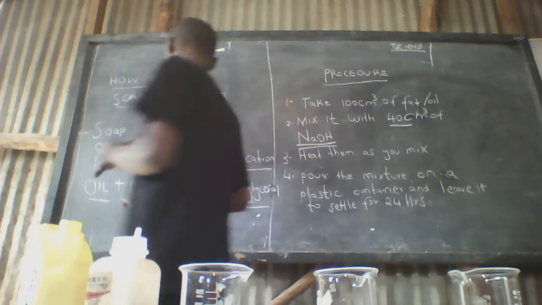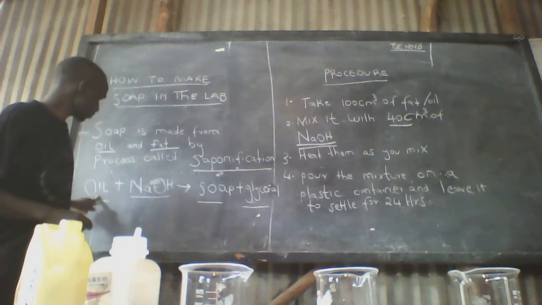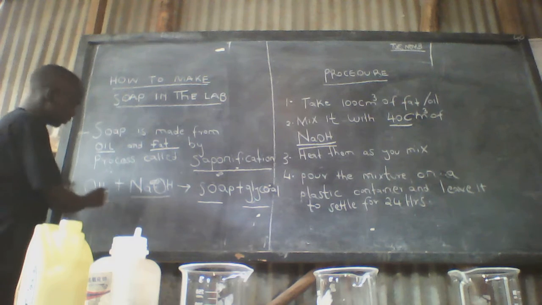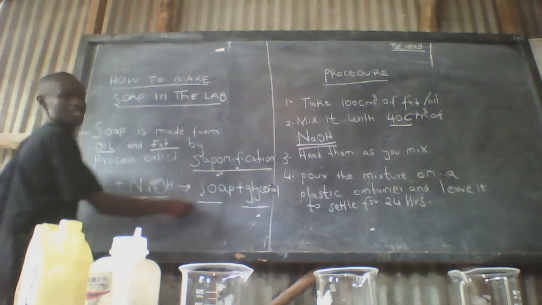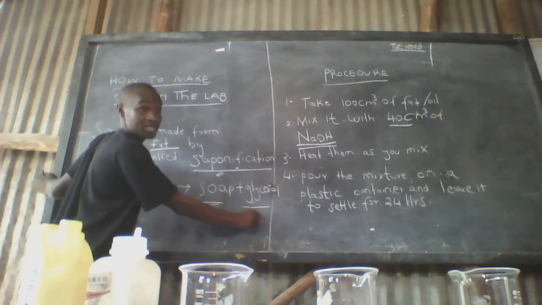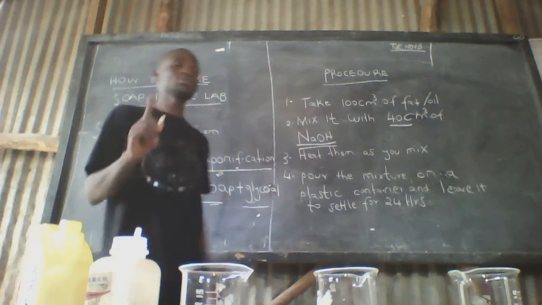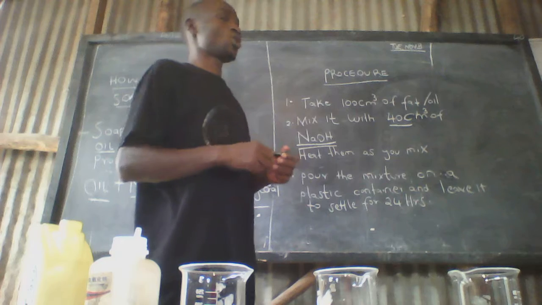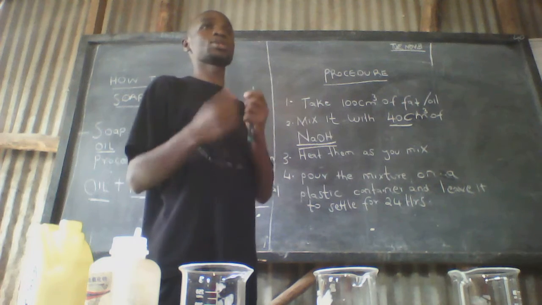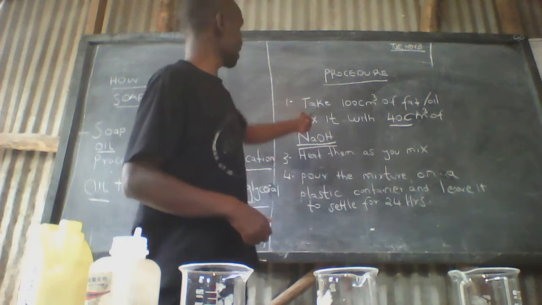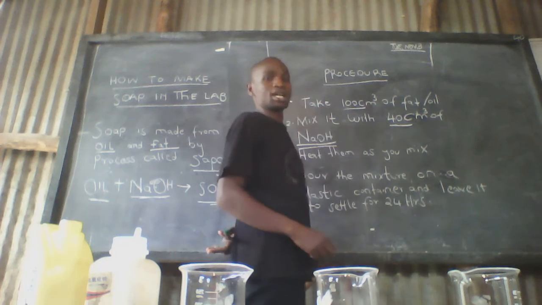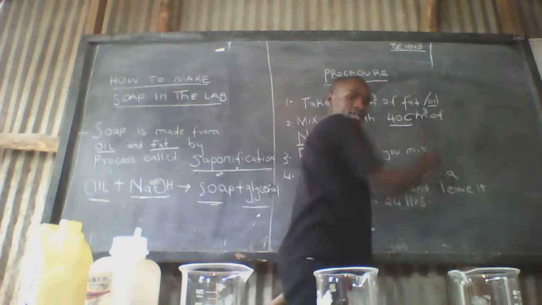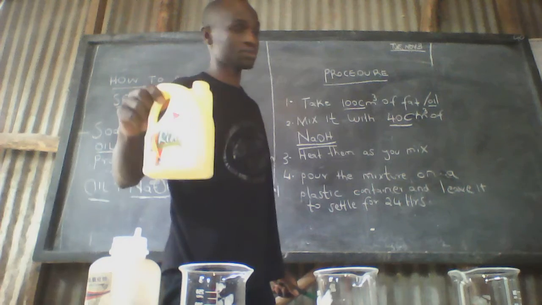But this is what we are going to do. We shall take oil, we add sodium hydroxide, then we shall get soap together with the glycerol. Now, this is the procedure on how we are going to make our soap. We shall take 100 cubic centimeters of fats, but in our case we are going to use oil because that's what we have here.